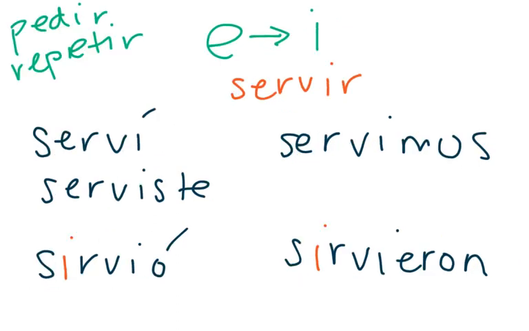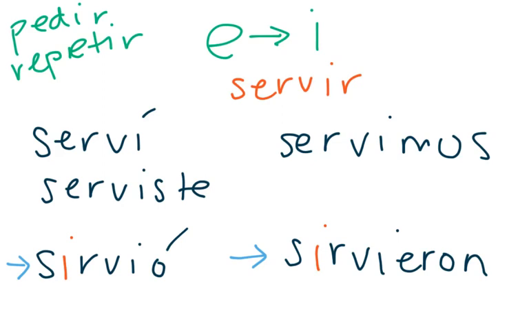And then E to I, the same thing sort of happens. Here I've given you three verbs that do that: pedir, repetir, and servir, with our example being servir. So we have serví, serviste, sirvió. You can see it happens again in the same spot. And sirvieron. It only happens in the él, ella, and ellos, ellas forms.